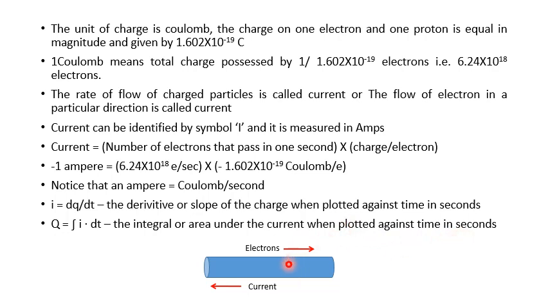Now consider a conductor. The electrons move in this way, and the current flows in this direction. That means the direction of the electrons and the direction of the current have been shown here.